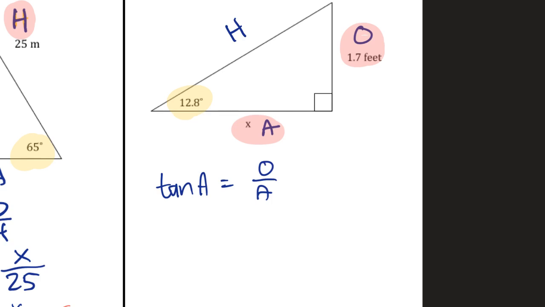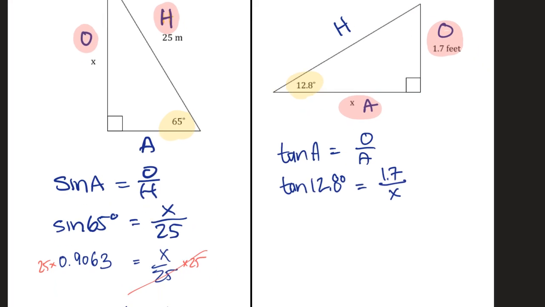So the next step is to plug in everything we know. So tan, instead of A, it's 12.8 degrees equals opposite over adjacent. Opposite is the 1.7 feet. And the adjacent is just our x, we don't know. So this is a little bit of a different case because in the previous question, notice how the x was here, right? And we could just multiply by 25 to get rid of that. This one's a little bit trickier because the x is in the bottom.